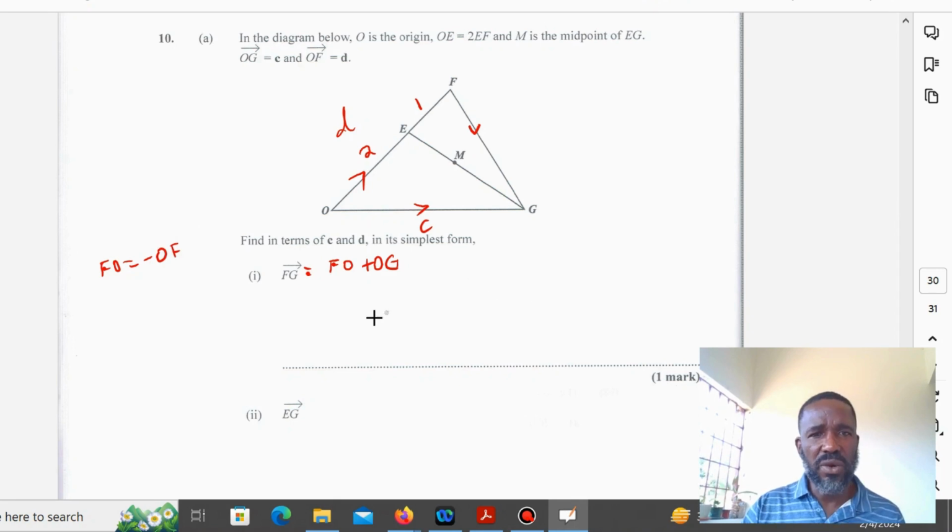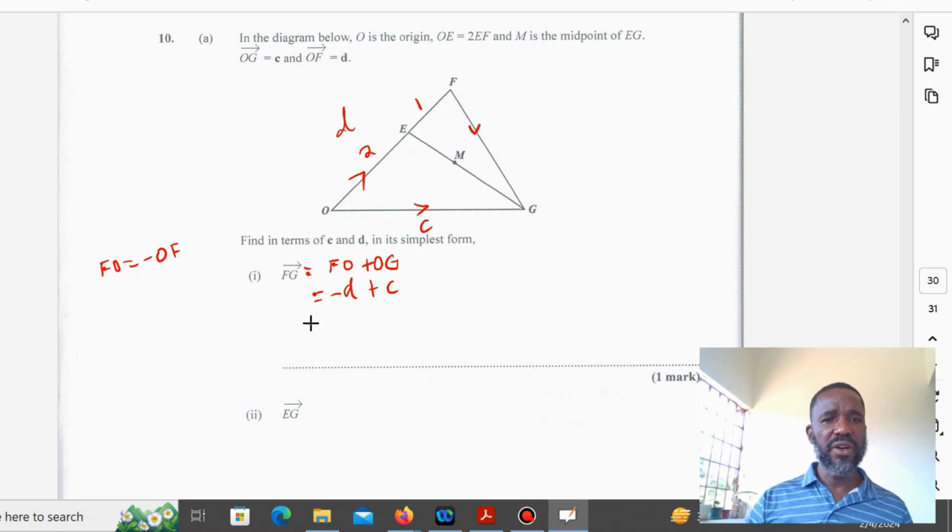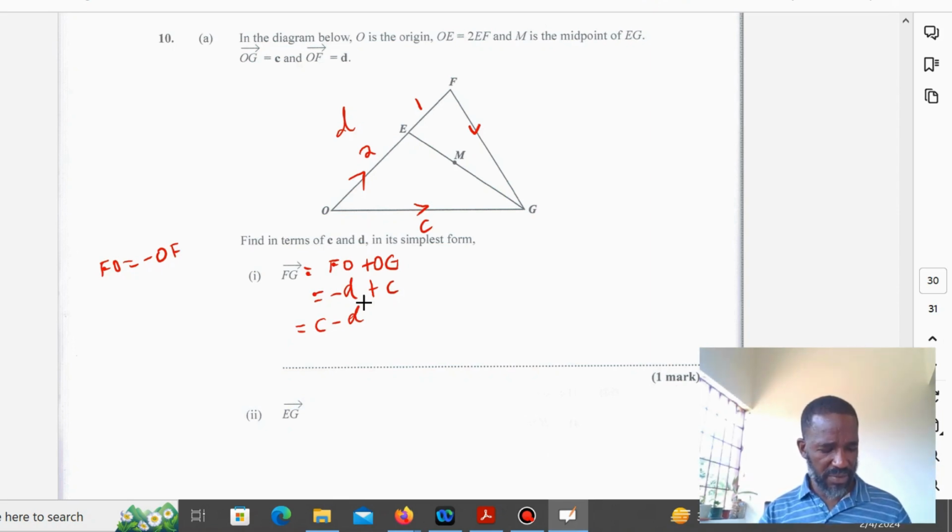So therefore, what is OF equal to? OF is equal to D. So this is negative D plus, and O to G is equal to C. So we would have got that. And just for writing, we prefer to write the positive terms first. So it's C minus D. And that's how we would have got F to G there.